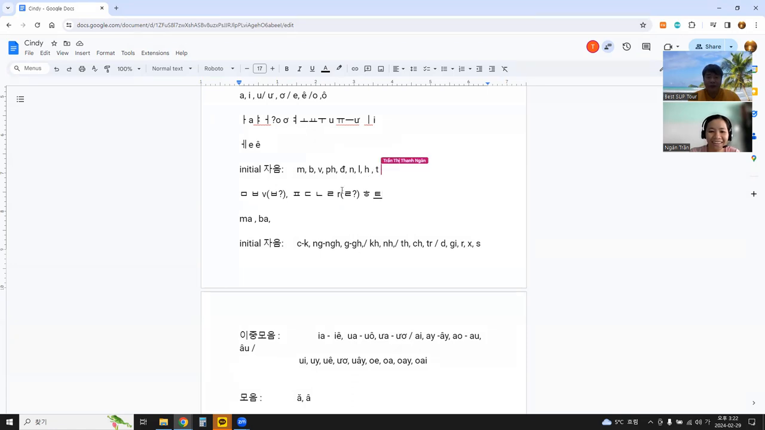In my question here, there is no F in Tiếng Việt. Similar sound, but no F. No word has F, and no word has that initial consonant. But English has. So I wonder. Okay, no problem.